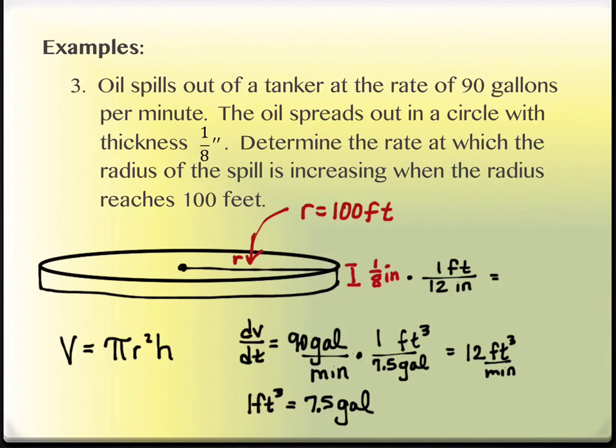So we're going to have to divide 1/8 by 12, or you could say that we're going to actually be multiplying 1 times 1 and 12 times 8. What's 12 times 8? 96. This is 1/96 of a foot.